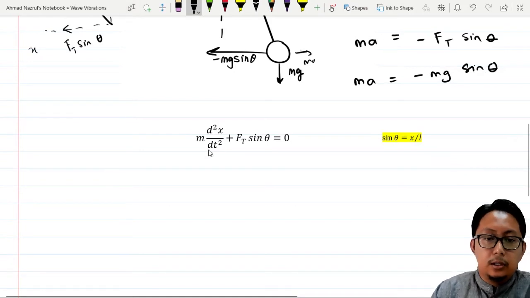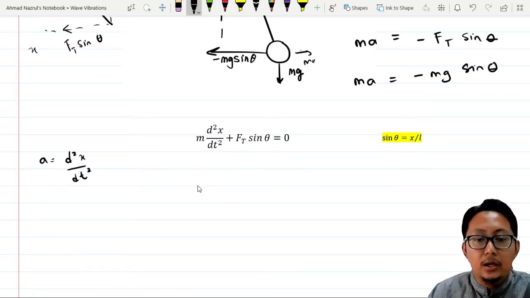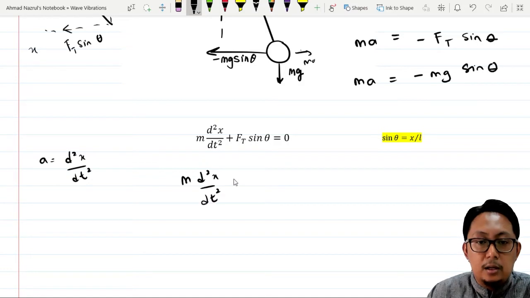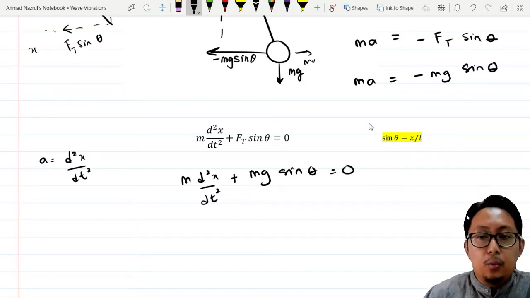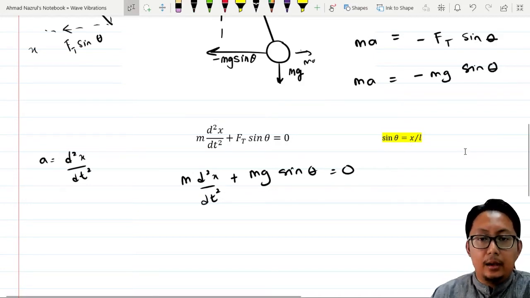We know that the acceleration is equal to the double differentiation of x, d squared x over dt squared. So we have m d squared x over dt squared, and then plus mg sine theta equal to 0. And we know that sine theta is equal to x over L. How do we get that?